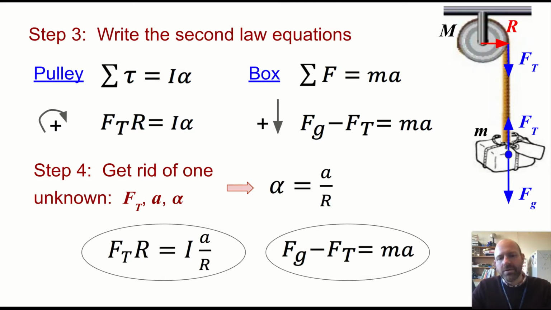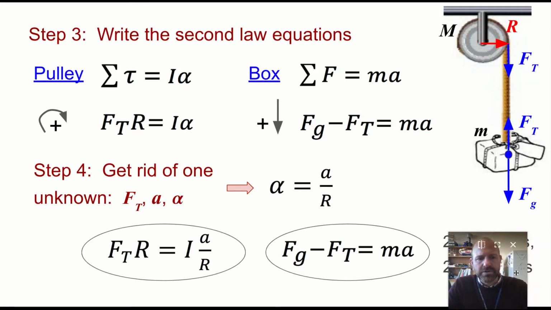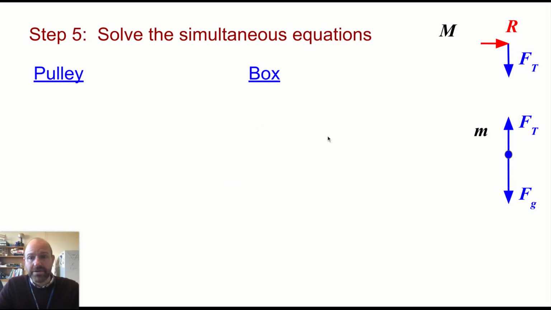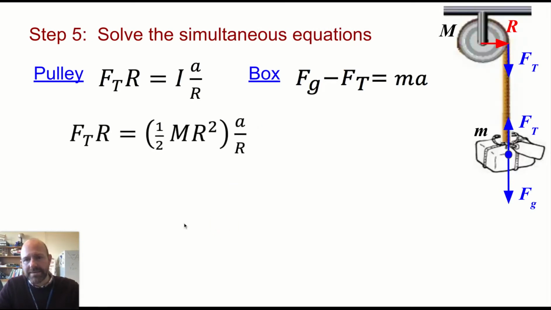Once we have these two equations, we can solve a system of equations. So two equations, two unknowns, that's relatively straightforward. You can use whatever method you like. But here's my example here. I have these two equations. I'm just going to do a substitution in for the moment of inertia of the disk, 1/2 mr squared.